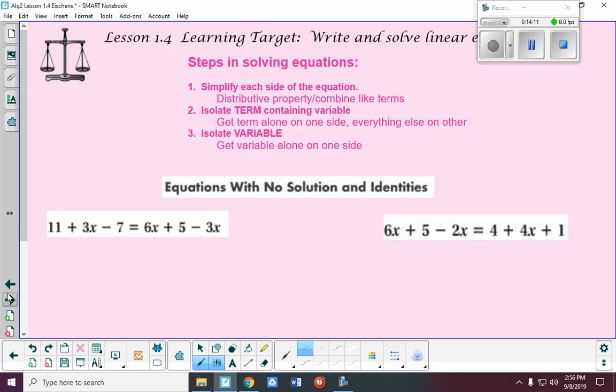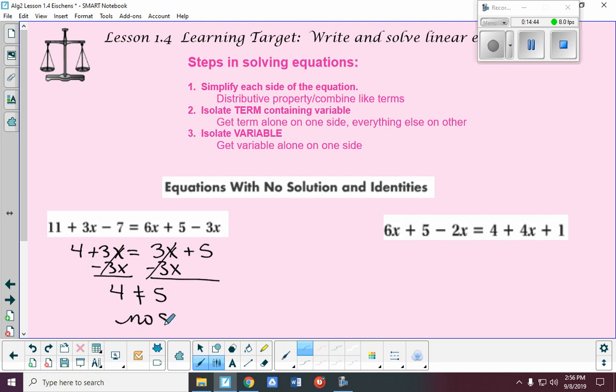All right, couple more here. So first of all, we're going to simplify each side. So combine like terms. 11 minus 7 is 4. And then we have 6x minus 3x. So really you just have 3x on that side. And when we subtract our variable, lo and behold, you'll find they cancel out. So it says 4 equals 5. Well, that's false. Anytime you're working a problem and you get a false statement, you would say there's no solution.